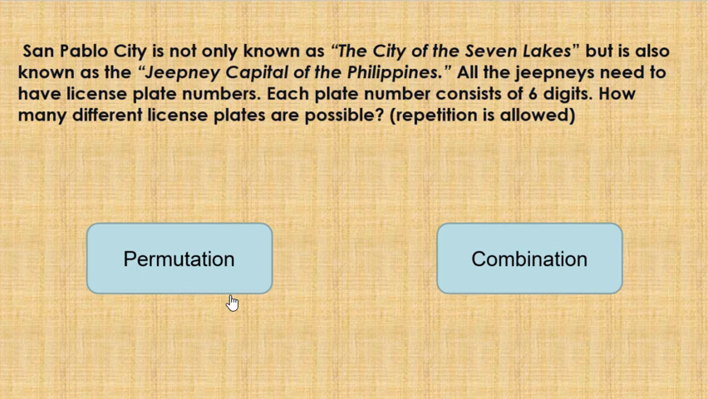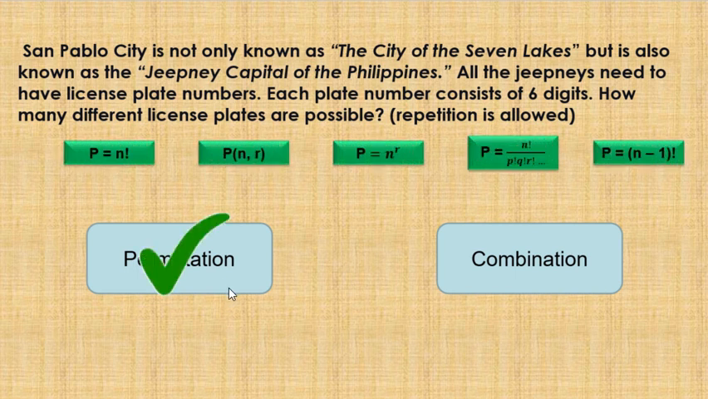The answer is permutation. Why? Because our problem involves digits, involves numbers. Involvement of letters or digits means the problem falls under permutation. Which formula is to be used? Is it the first one? No. The second one? Neither. Since repetition is allowed in this case, we are to use the formula wherein repetition is allowed, and that is the third formula: P is equal to n raised to r, where n is the number of elements.